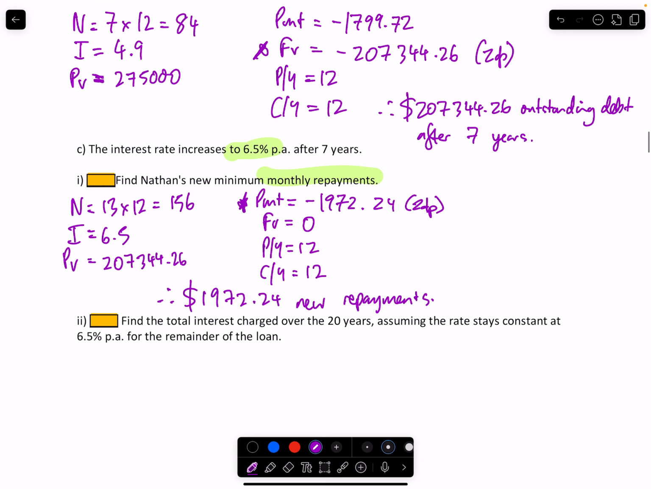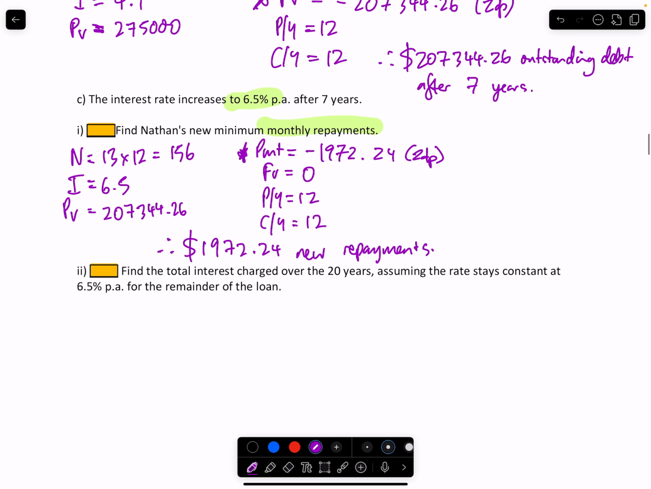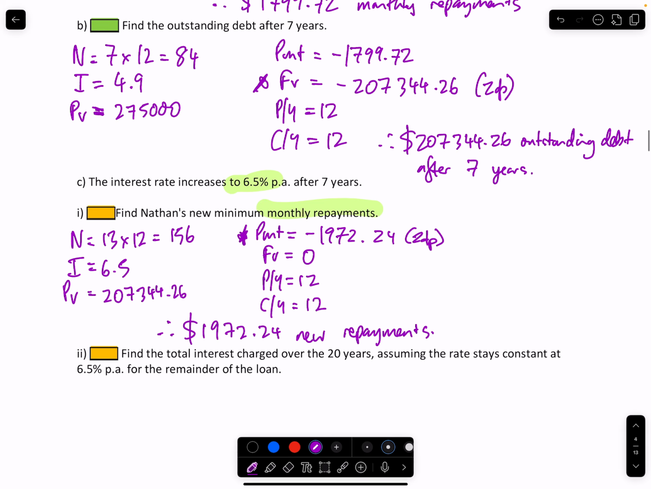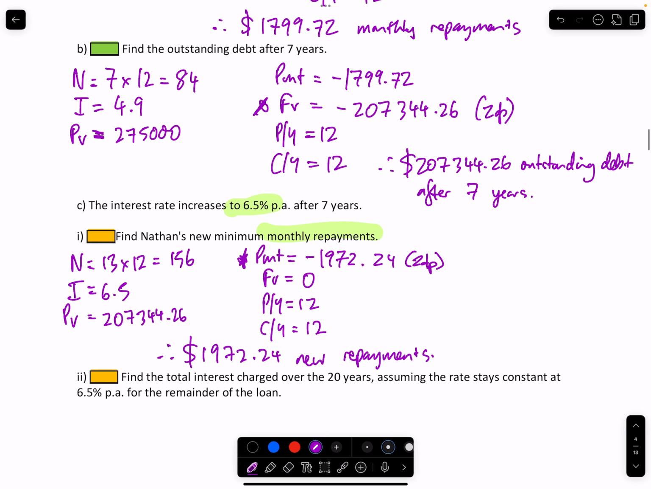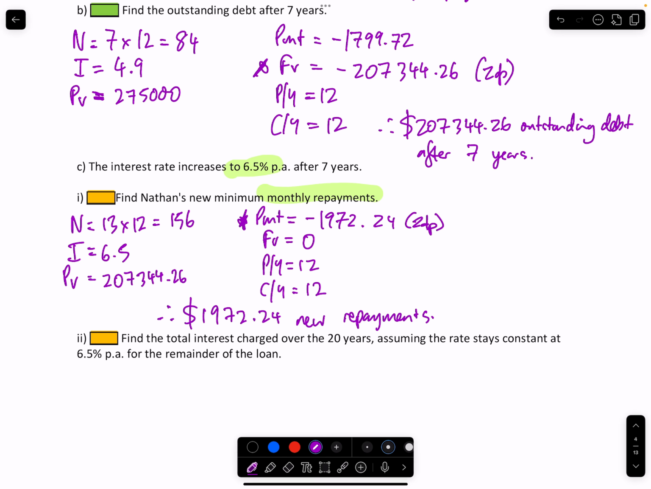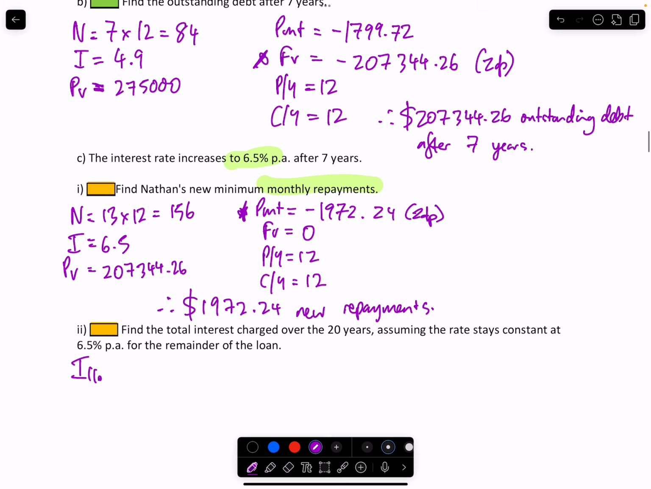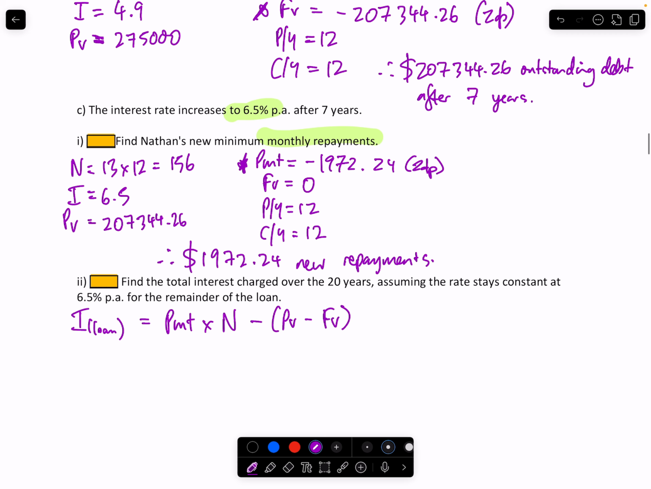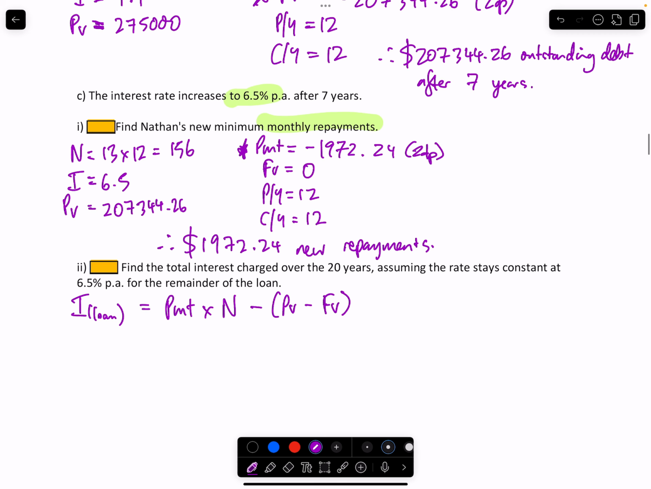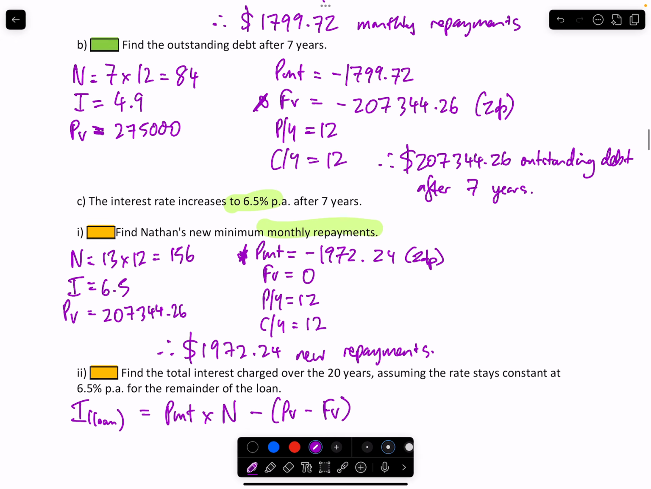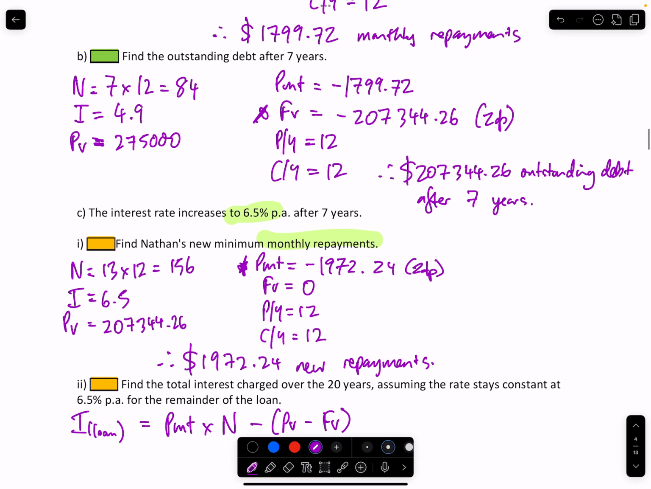Find the total interest charged over the 20 years, assuming the rate stays constant. Okay, so we need to work out how much interest he paid on this loan that's been broken into 2 parts. So remember, the interest on a loan formula is different to the interest on an investment formula. So the interest on a loan formula is PMT times N minus PV minus FV. If you don't already have that from the lessons, I don't know what you were doing during the lessons, but you can get it now.